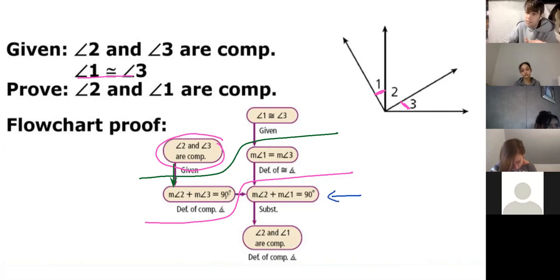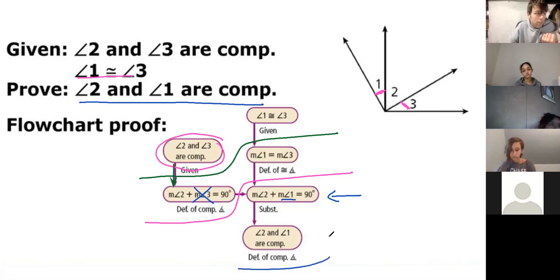So in this case, these two angles add to 90, and angle 1 and 3 are congruent, so they can replace angle 3 with angle 1. They made a substitution. They took this equation, which was based on the given, and this equality here to make a substitution. So that's great, because this right here is basically what we're trying to prove, that angle 2 and 1 are complementary, and this equation shows they add to 90. Therefore, we have it right here. This is our conclusion.